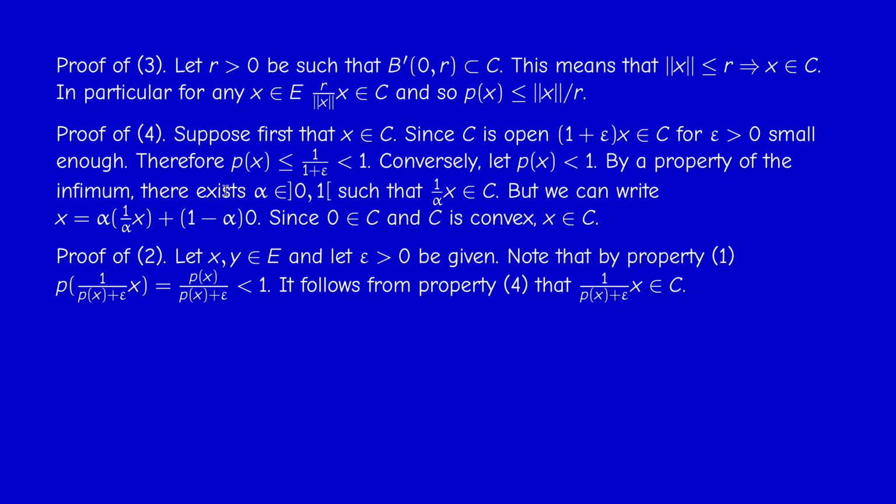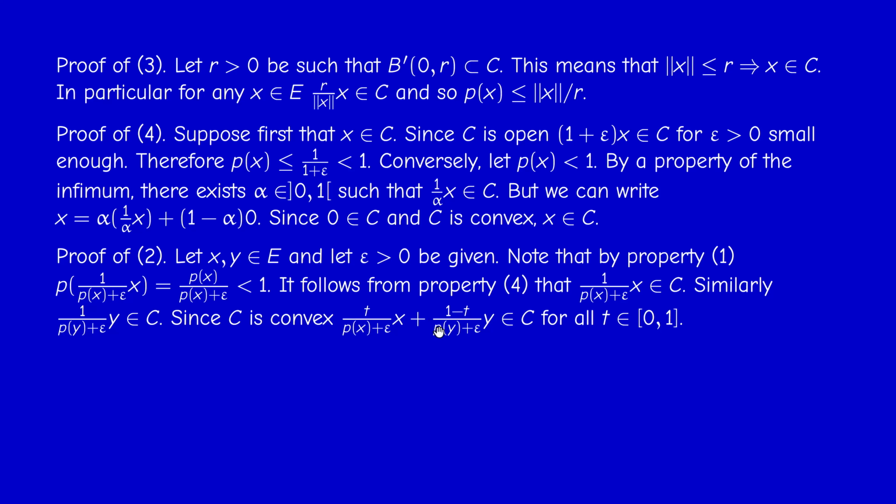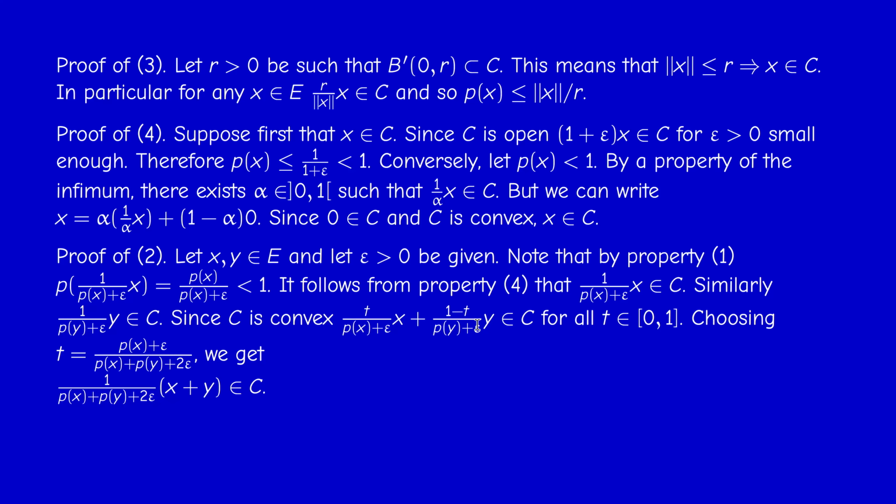And by the previous property, this argument inside p belongs to C. And similarly, y over p of y plus epsilon also belongs to C. Convexity of C implies that any convex combination of these two elements belongs to C. In particular, if I choose t to be p of x plus epsilon over p of x plus p of y plus 2 epsilon, this number is, of course, between 0 and 1. And when I replace t by its value, I get 1 over p of x plus p of y plus 2 epsilon times x. And the other one will give me y over p of x plus p of y plus 2 epsilon, as you may check easily.